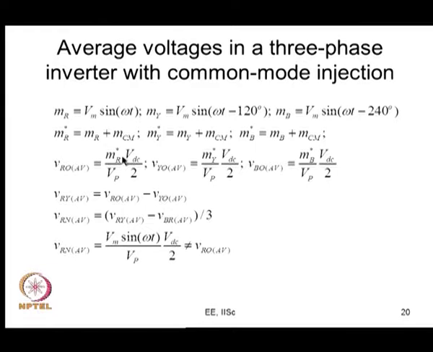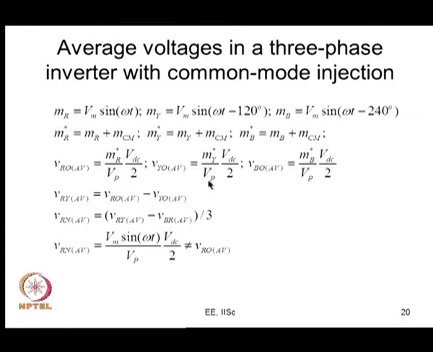If MR star for some reason goes beyond plus VP, as it happens in overmodulation, then this will be equal to VDC by 2. Similarly, MR star might go lower than minus VP, in that case that will get clipped to minus VDC by 2. So, this expression is exactly valid for linear modulation. If it is overmodulation, then if MR star is greater than VP, VRO average is plus VDC by 2. If MR star is less than minus VP, it is equal to minus VDC by 2. That is the difference it will essentially make.